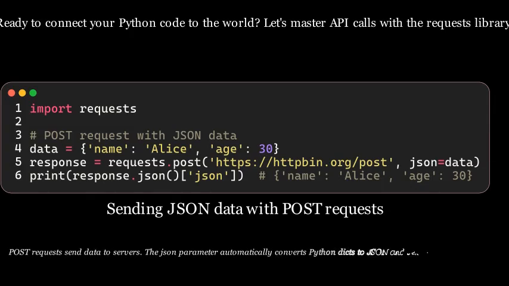POST requests send data to servers. The json parameter automatically converts Python dicts to JSON and sets proper headers.